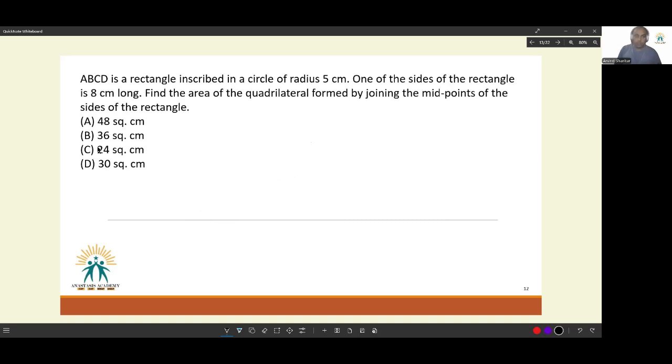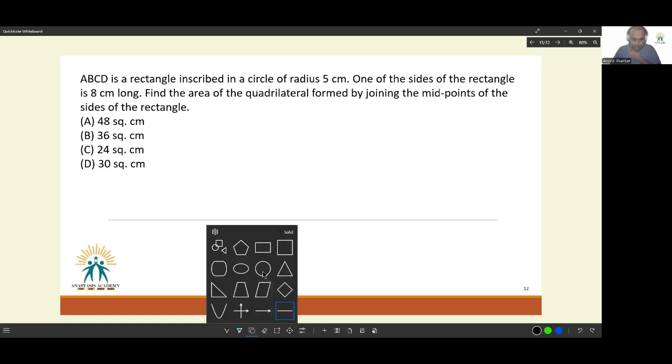Okay. Next, ABCD is a rectangle inscribed in a circle of radius 5 cm. One of the sides of the rectangle is 8 centimeters long. Find the area of the quadrilateral formed by joining the midpoints of the sides of the rectangle. Okay.